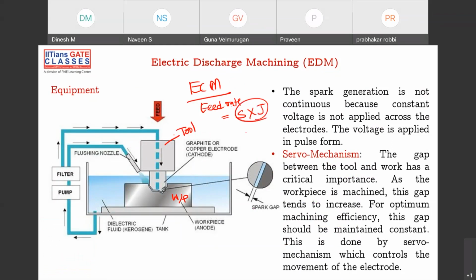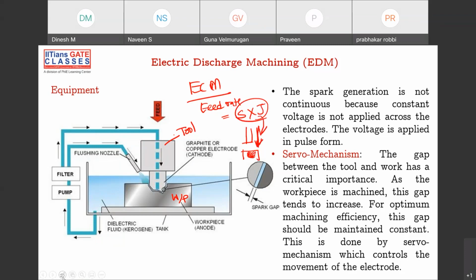Why are you giving that feed rate? So that as your tool is coming down, the workpiece also will be removed. Obviously, as the workpiece material is removed, your tool has to come down. The tool has to come down with some speed. What is the speed? That speed is your electrode feed rate.